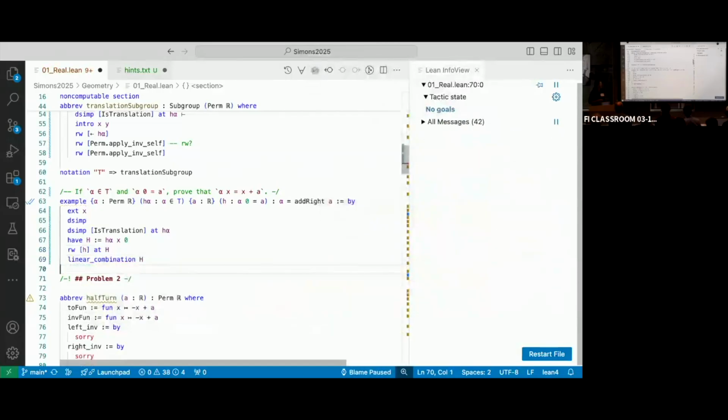Linear combination H. So can I, if I write on this board here, will people be able to follow? Can people see this board well enough for me to write there?